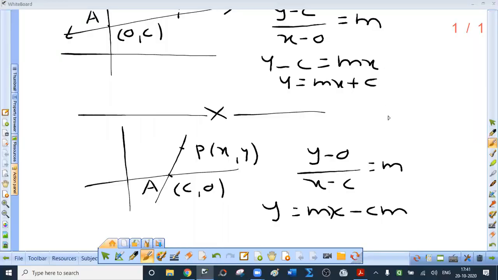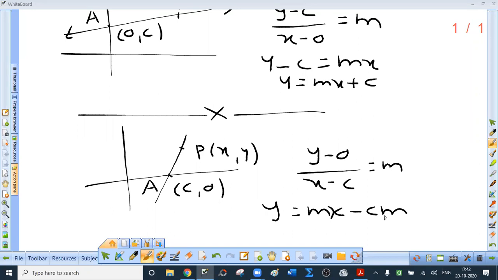See, if you ask whether we can obtain the equation of a line in slope x-intercept form, yes, we can. But when we say slope intercept, by that we mean y-intercept. But if you want to find it considering x-intercept, you can. X-intercept is c means what? The point (c, 0) lies on the line. Let P(x, y) be any point on the line. What is the slope of line AP? (y minus 0) upon (x minus c), given to be m. So y equals mx minus cm.